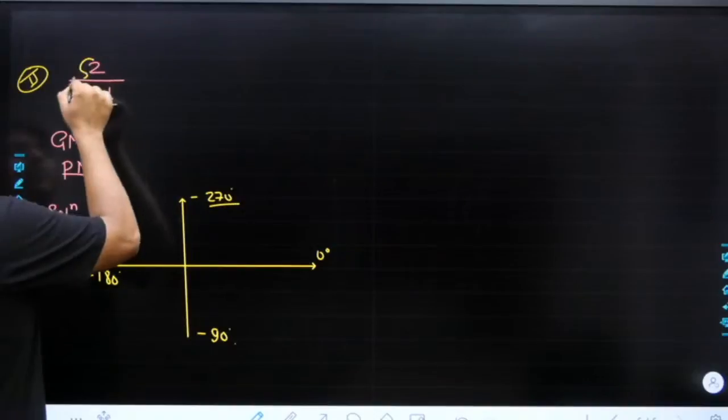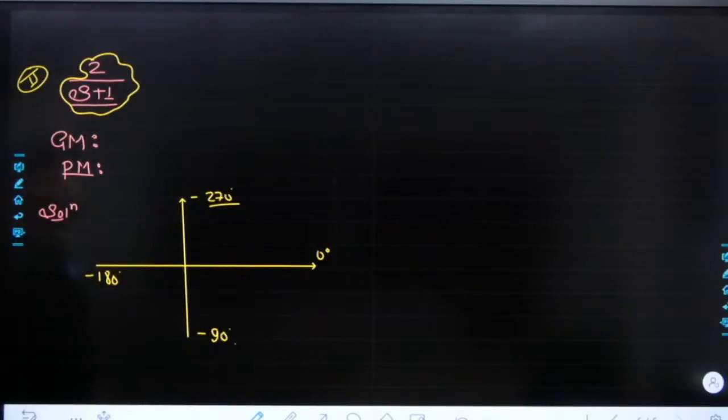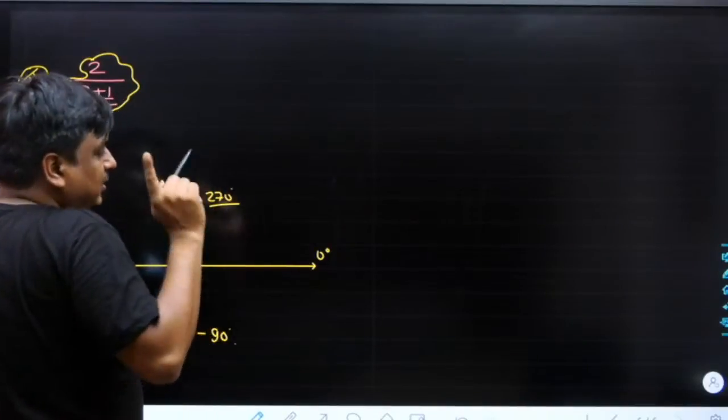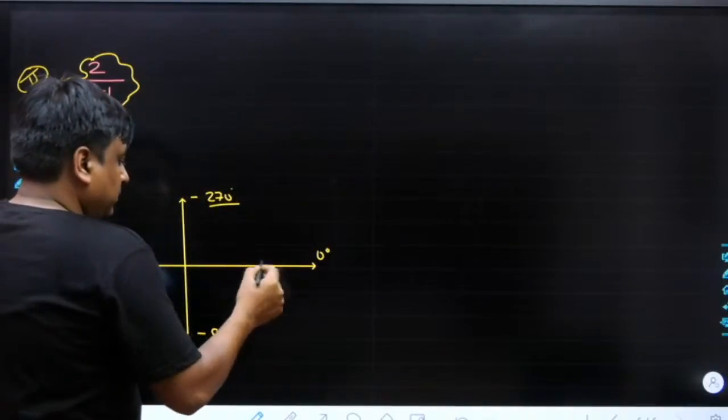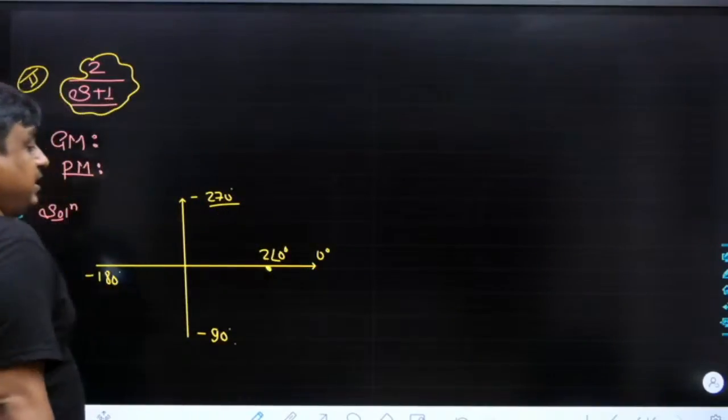As far as 2 divided by (s plus 1) is concerned, once you feed omega equals 0, the gain offered by the system is simply going to be 2. At the same time, the angle offered by the system is simply going to be 0. That means the starting angle would be 0 degree, and the starting magnitude is going to be 2, somewhere here. So it is going to be 2 with the angle of 0 degree.